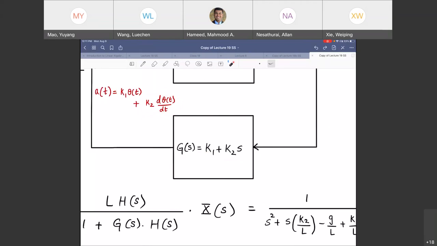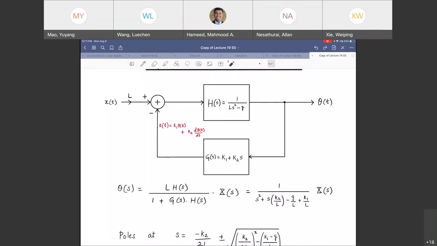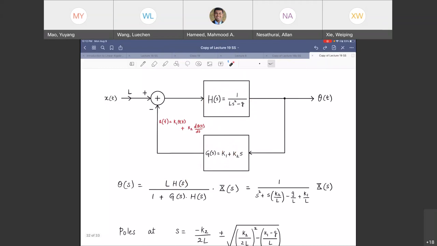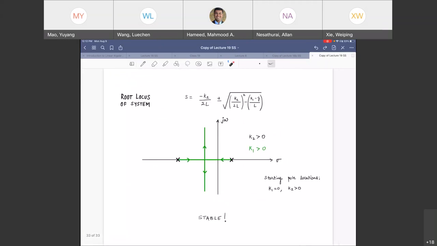Let us try to see, because I have two parameters that are in my control, K1 and K2, maybe I will be able to make this stable. Let's try to take a look. You start off with the math the same way, theta of s divided by x of s is going to be forward divided by 1 plus product. Substitute the H of S and G of S from these systems for system dynamics and feedback dynamics. You get a quadratic in the denominator. Factorize it. Find the two locations of the poles, both of them will be dependent on K1 and K2. So you have two things that you can use to influence the location of the poles. Let's try to take a look at where those poles are going to be.